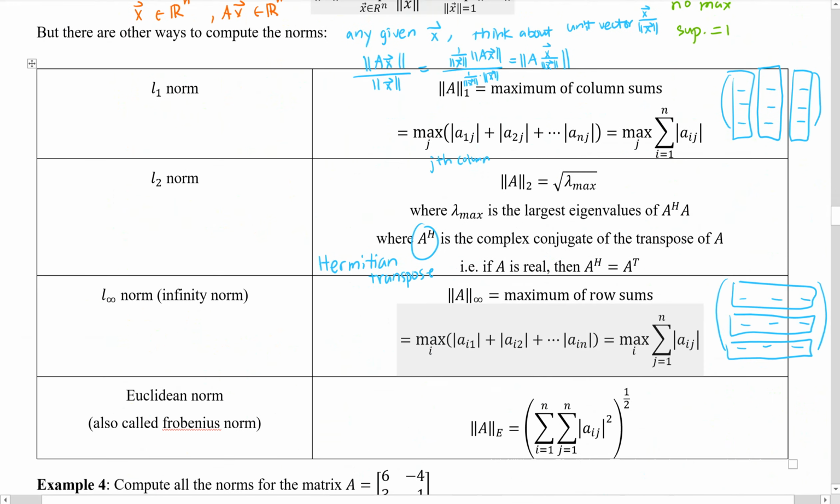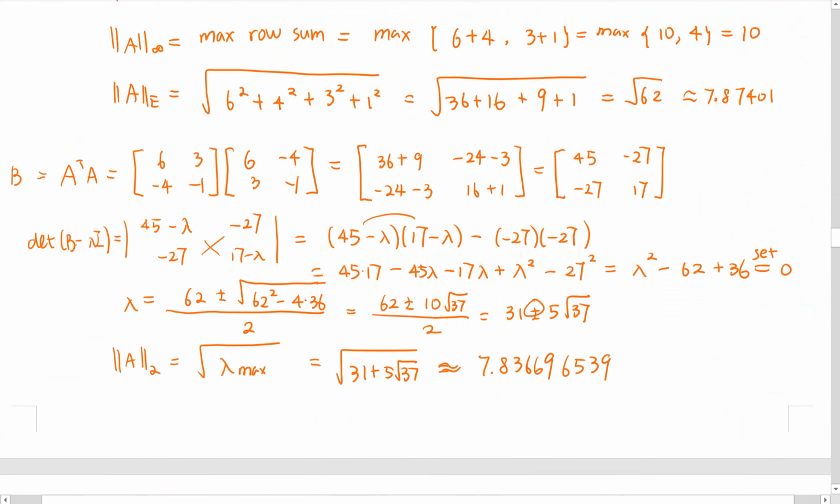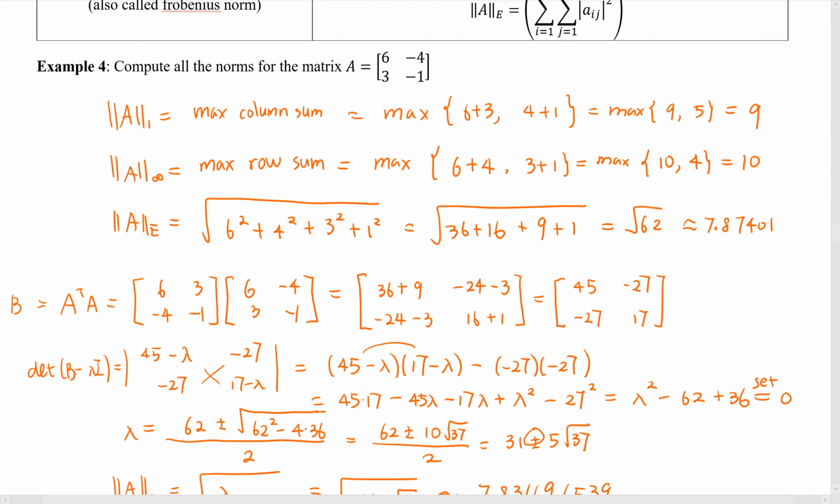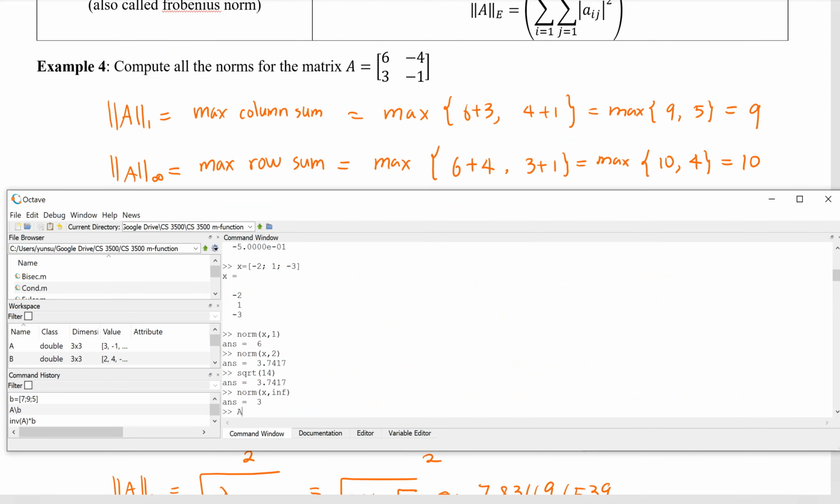Okay, how about a matrix? So let's plug in this matrix A. 6, minus 4, 3, minus 1. Okay, and norm A, the L1 norm of A is 9. Yeah, that matches our results. And the L infinity norm of A, 10. Ooh, that matches our results.